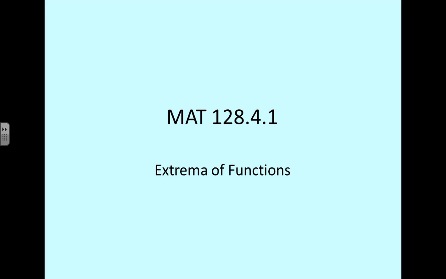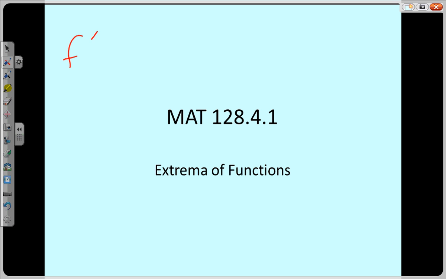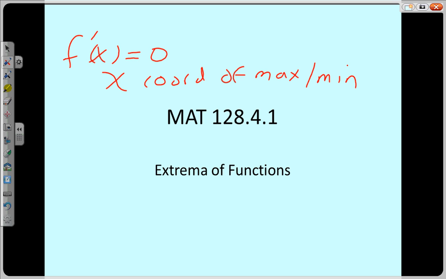Did you jot that down? F prime of x equals 0 gives you the x coordinates of maximums and minimums. How do you write that down? Easy. You take a pen. You say f prime of x equals 0: x coordinates of max and min. It wasn't that hard. See how it works?